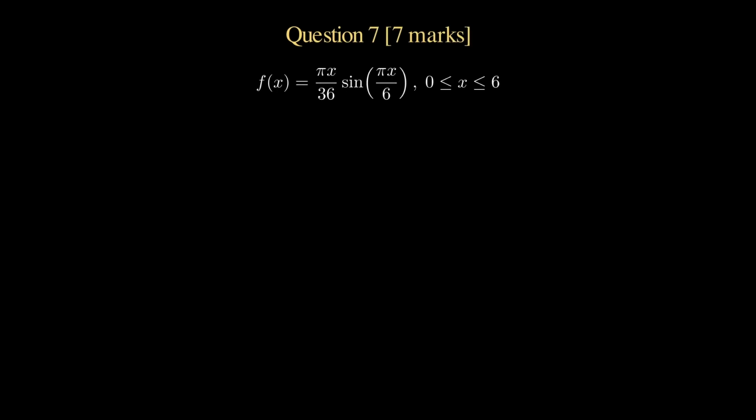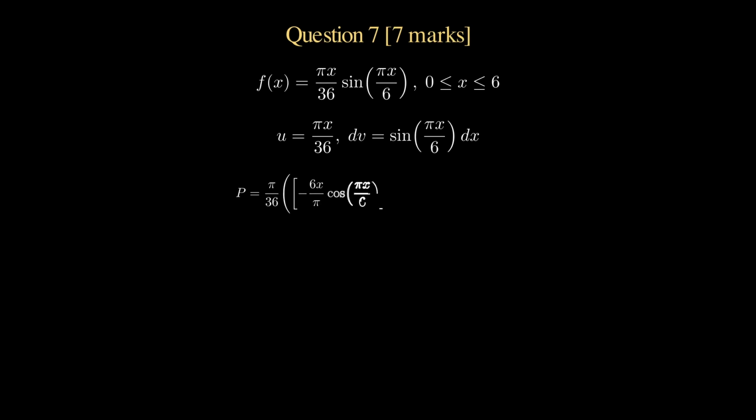A random variable X has probability density function f of x equals pi x over 36 times sine of pi x over 6, for x between 0 and 6. Find P of X between 0 and 3. We integrate by parts. u equals pi x over 36, dv equals sine of pi x over 6 dx. Applying the integration by parts formula gives this expression.